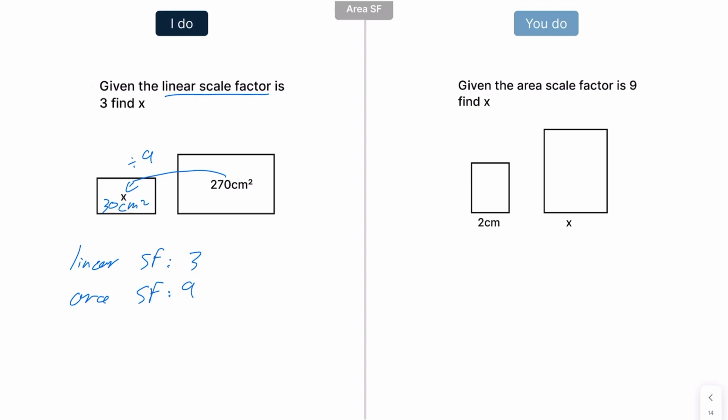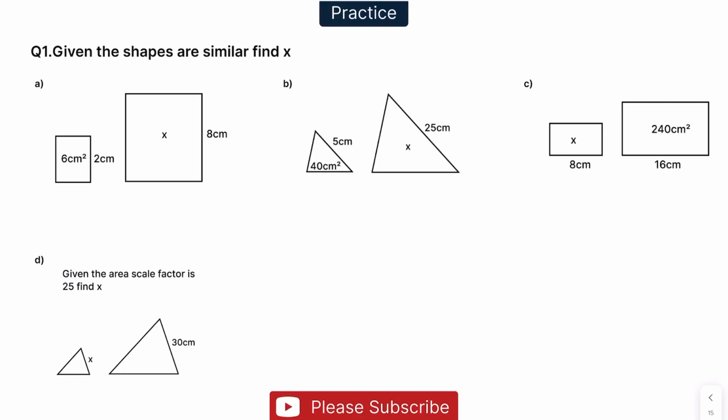So again, hopefully you've pressed pause to have a go at this. In this case, you've been given the area scale factor, and what you're looking for is a side, so you need the linear scale factor. We know that the area scale factor is 9, and we can find the linear scale factor by getting the square root of that, so that's going to be 3. Since the shape's getting bigger, we are going to times by 3, and that is going to give us 6 centimeters.